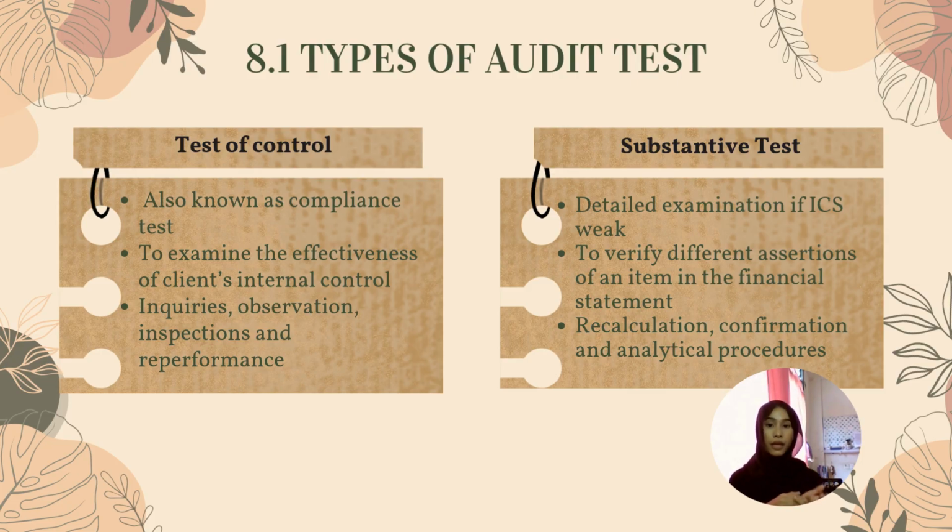Second, substantive test. This test is conducted when the internal control system is weak or not reliable. It involves detailed examination to evaluate the accuracy and reasonableness of financial statement items. Auditors may use procedures such as recalculation, confirmation, and analytical procedures.